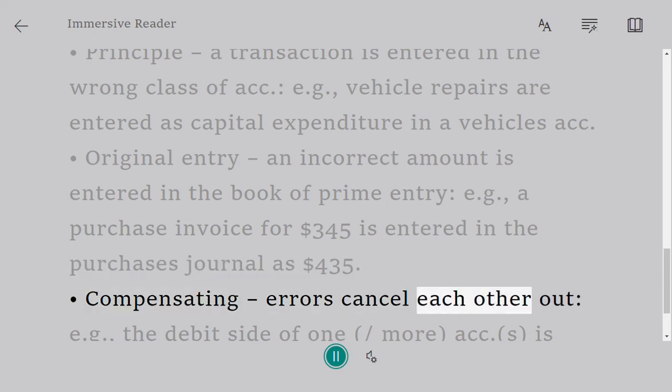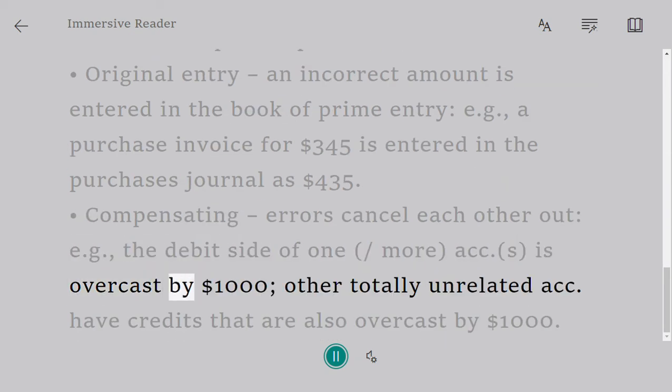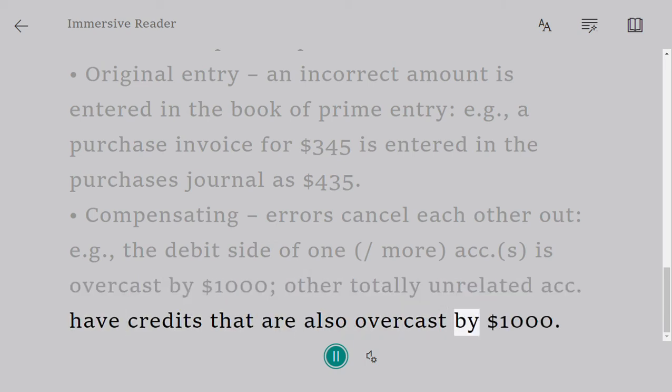Compensating: errors cancel each other out. Example: the debit side of one or more accounts is overcast by $1,000, and other totally unrelated accounts have credits that are also overcast by $1,000.